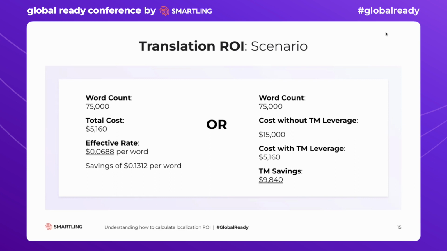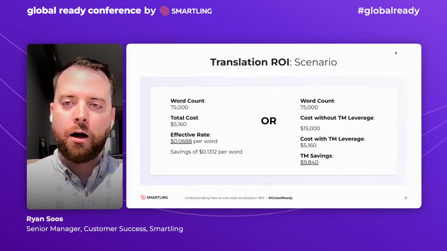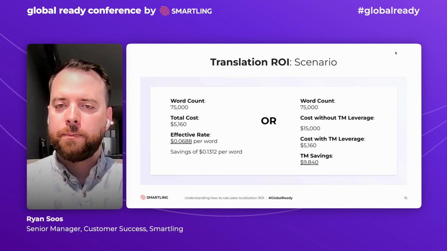There were 75,000 words, and it was $5,160. We can divide that really easily and come up with an effective rate of 6.88 cents per word. It sounds a lot better than 20 cents per word, right? So that adds up to a savings of 13.12 cents per word, simply off of translation memory leverage.